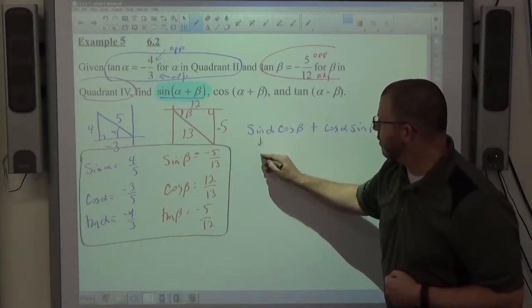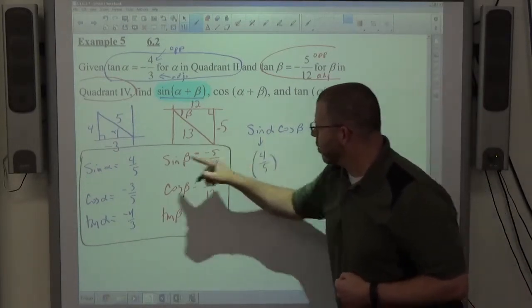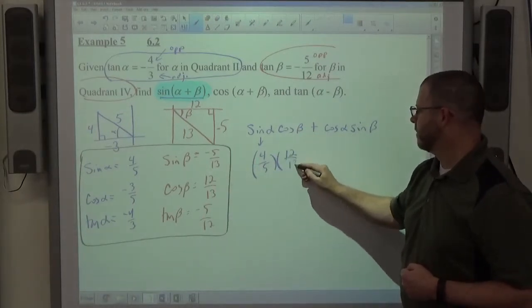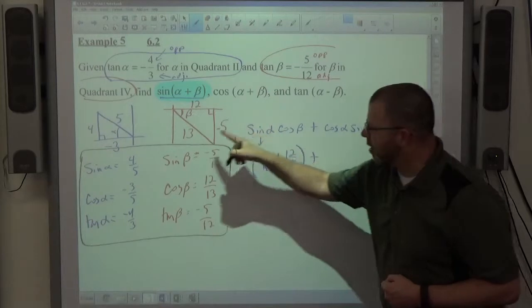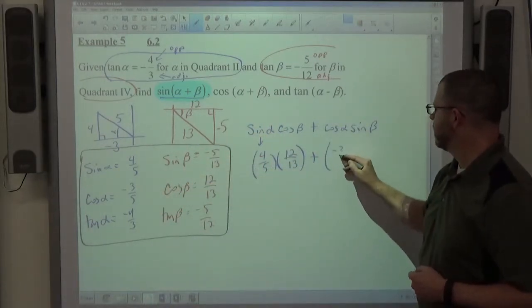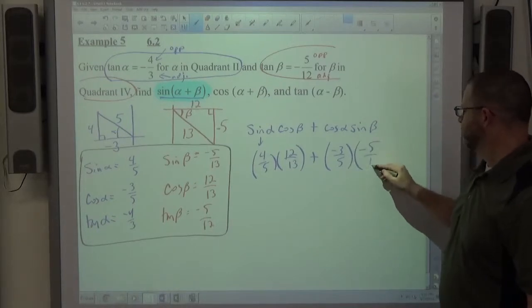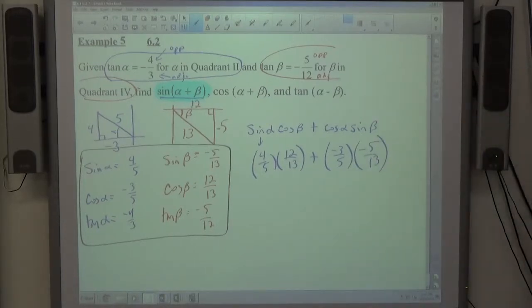Sine of alpha is equal to 4/5. According to that, cosine of beta is equal to 12/13. Plus cosine of alpha is equal to negative 3/5. That's being multiplied by sine of beta, which is negative 5/13. And then I simply have to simplify that expression.